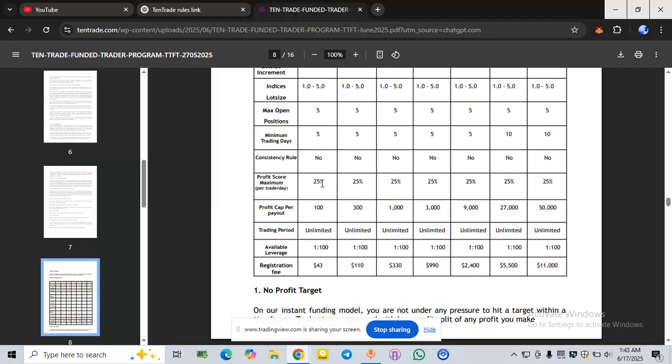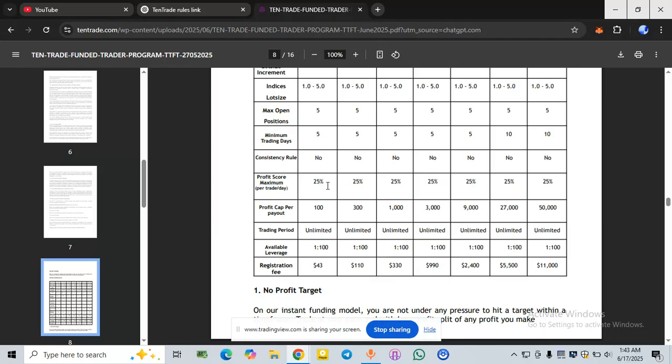Now, what does this profit score mean? Out of this $100, which is your profit cap, or the amount of your 10% target, you should not make more than 25%. Now, 25% of $100 is $25. So what this simply means is that in a single day, your profit should not be more than $25. And in a single trade, your profit should not be more than $25.